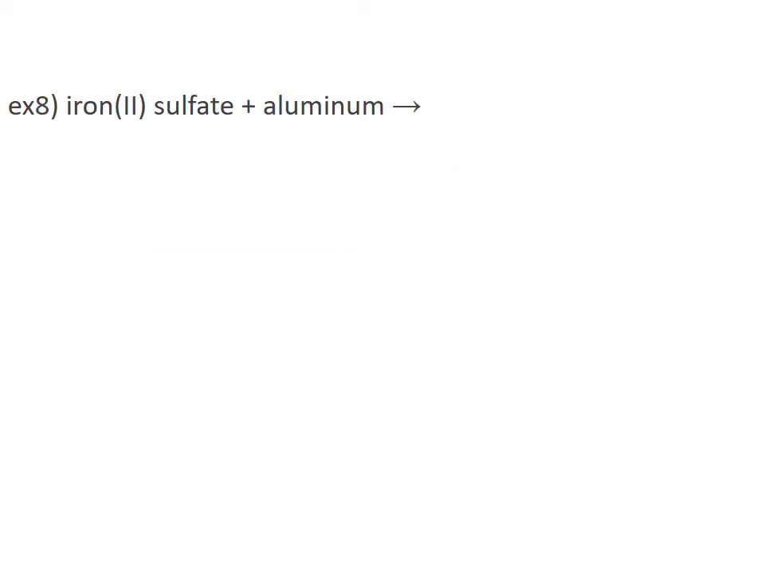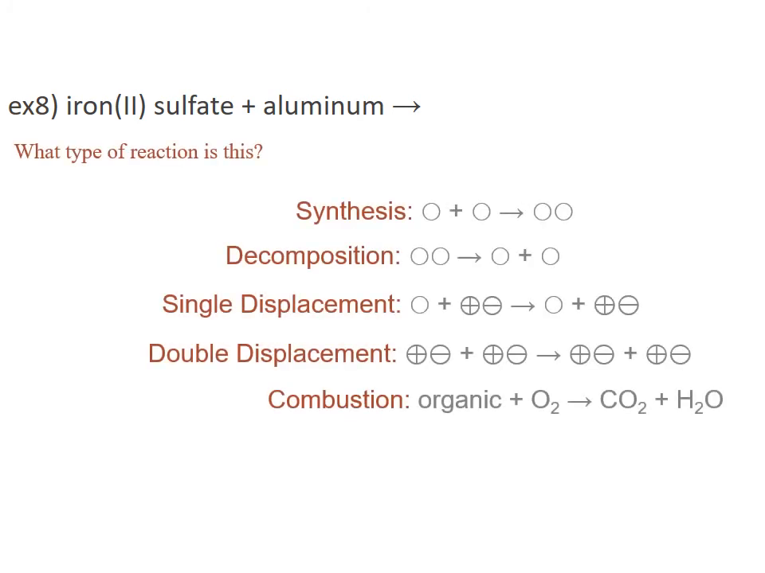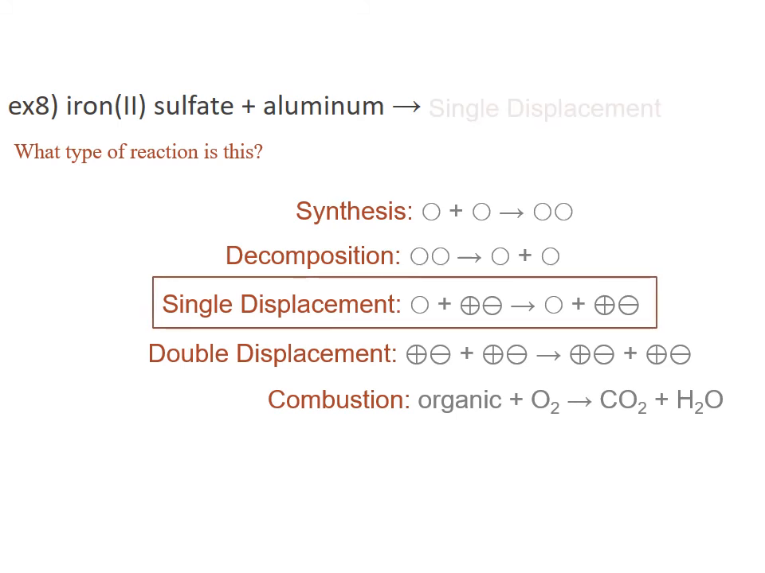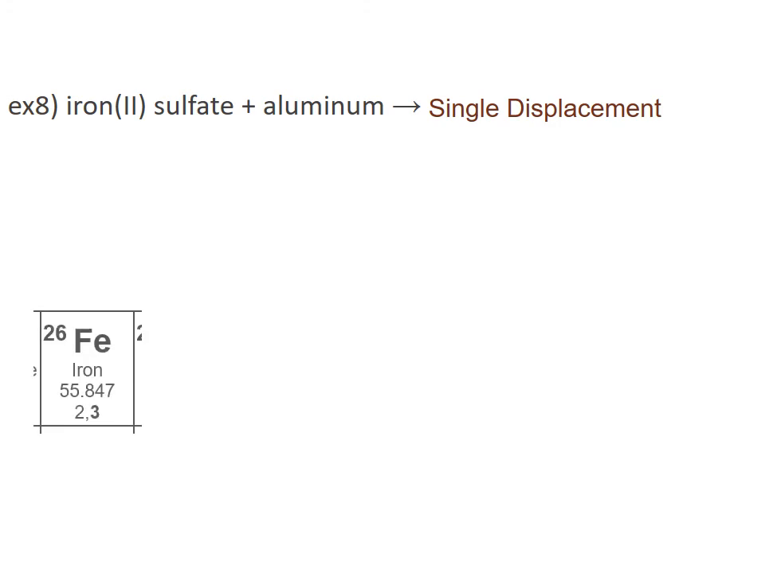Example 8, iron 2 sulfate plus aluminum. What type of reaction is this? I have iron 2 sulfate, which is a pairing, and aluminum is all by itself. So that means it has to be single displacement. We'll start with iron 2. I look up iron on the periodic table. It says it can be a 2 or a 3. And we know it's taking the plus 2 charge because it was identified in the name.